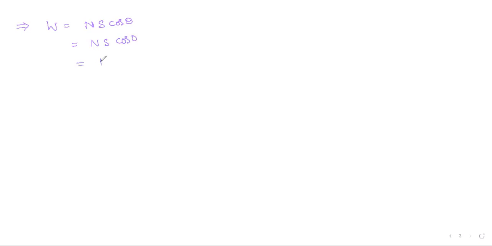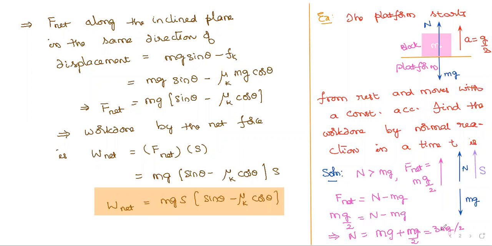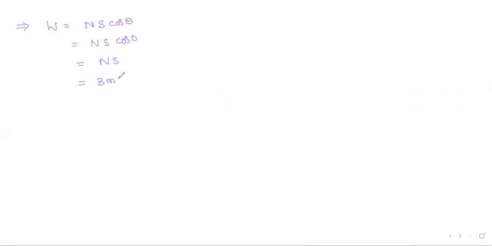Ns cos 0, they are in the same direction. So Ns. Of course, N I can substitute. I found here this is 3 mg by 2. So I write here 3 mg by 2 into displacement. Sir, displacement is not given, sir.